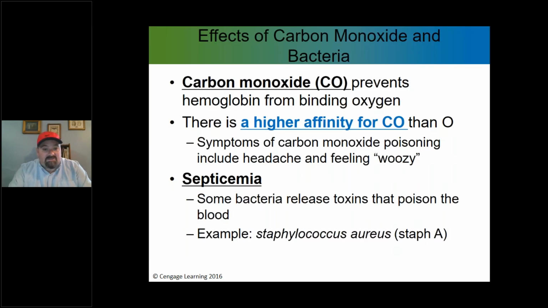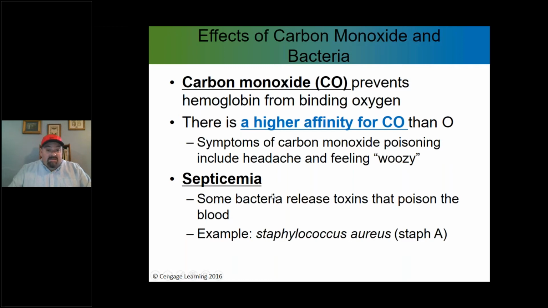Carbon monoxide, right? So I said to you that it prevents hemoglobin from binding with oxygen, right? And it has a higher affinity for carbon monoxide than oxygen, very important. Symptoms of carbon monoxide poisoning include headache, this feeling of wooziness, lightheadedness, very dangerous. So everyone should have carbon monoxide detectors present within their house in order to prevent this.